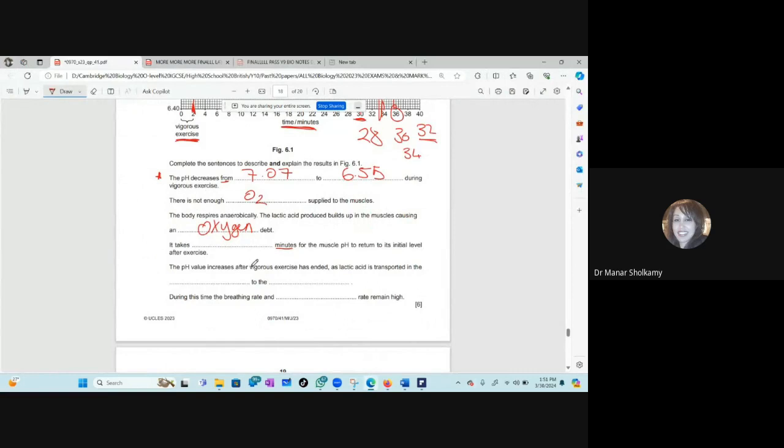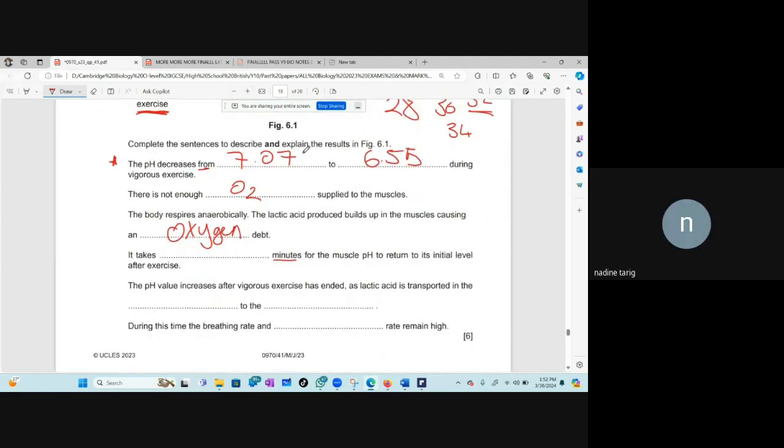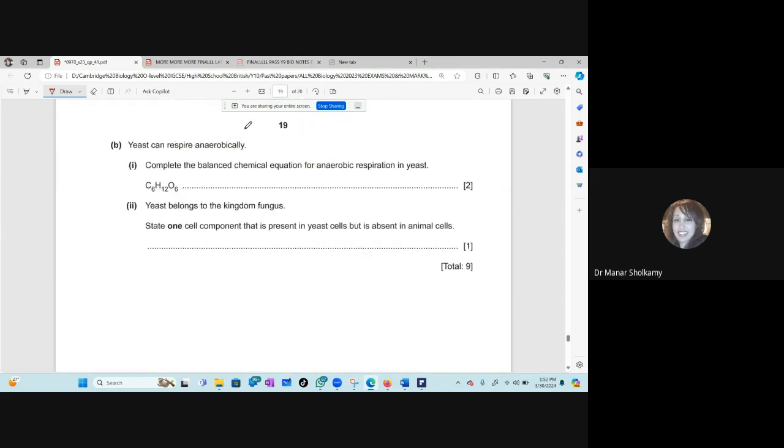The pH value increases after vigorous exercise has ended, as lactic acid is transported in the what? Blood. Very good. Transported in the blood and goes to the liver. Well done. During this time, the breathing rate and what rate remains high? Heart rate. Excellent. Nice and easy.